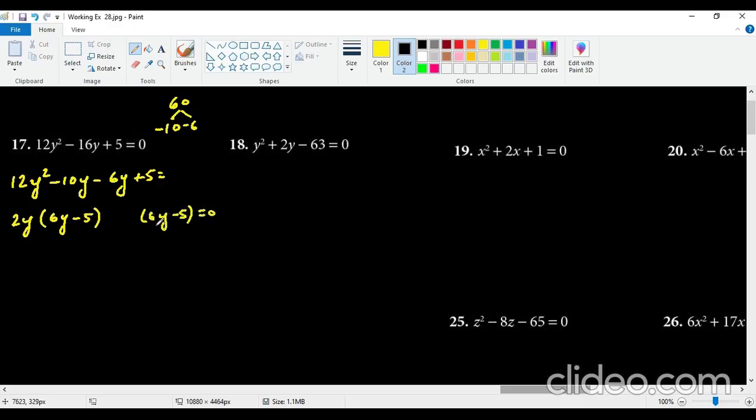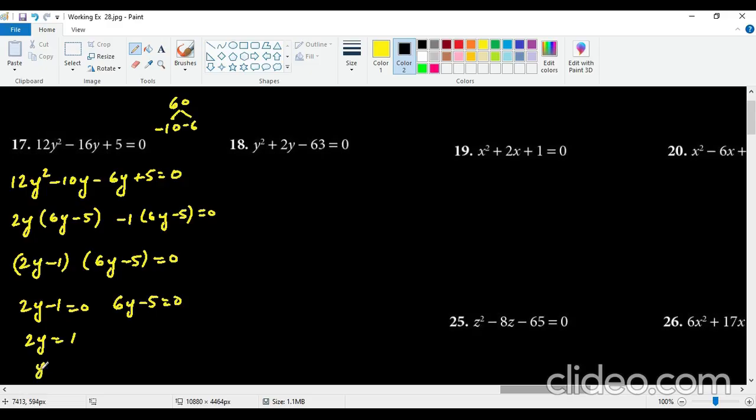And I know very well that plus 6y is already there. I multiply by minus 1 to make it minus 6y. 2y minus 1 in one bracket, and 6y minus 5 in another bracket equals 0. Now 2y minus 1 equals 0, and 6y minus 5 equals 0. That means 2y equals 1. That means y equals 1 over 2. And 6y equals 5, and y will be equals to 5 over 6. So these are going to be your two answers for question number 17.